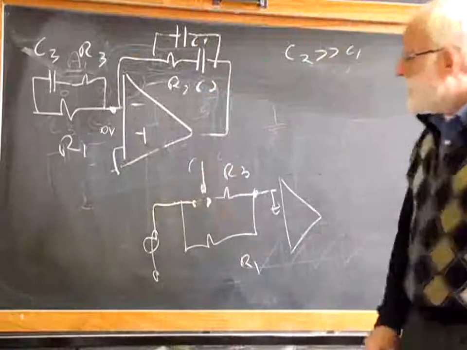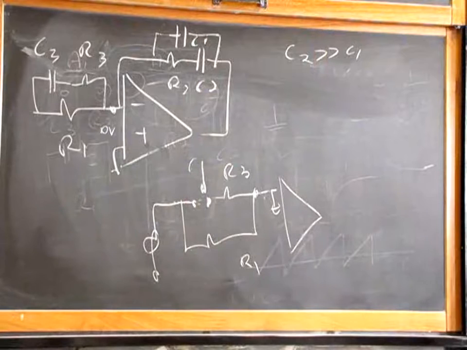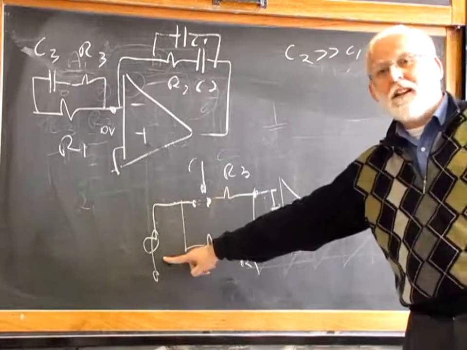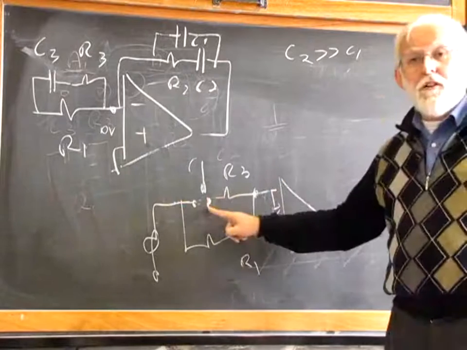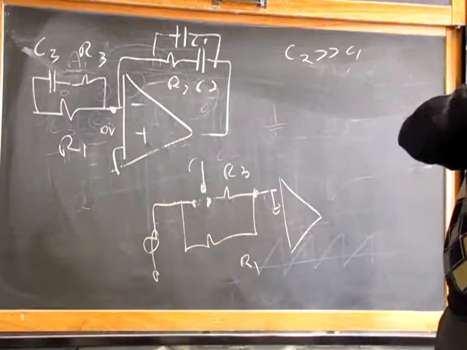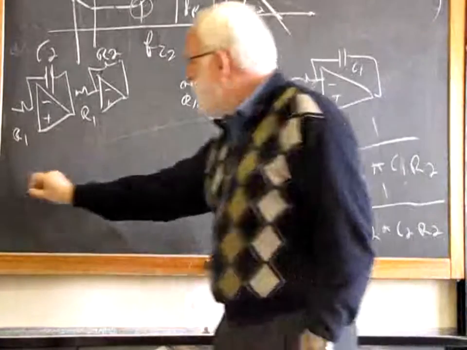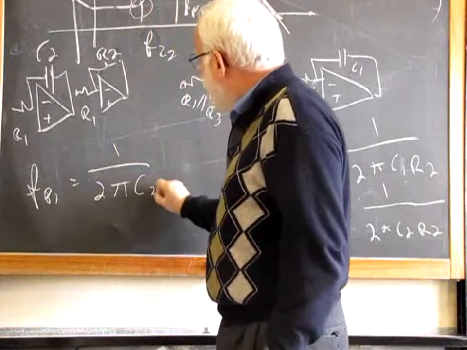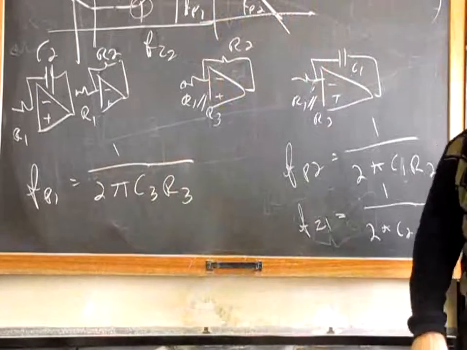and what's the resistance seen by C3? Remember, C3 does not interact with C1 and C2, so this is an exact way. R3, nothing else. Just R3 is seen, because on this side there is a ground signal, and on this side there is a ground. So, the pole associated with C3 is just Fp1 is just 1 over 2 pi C3 R3. Okay?